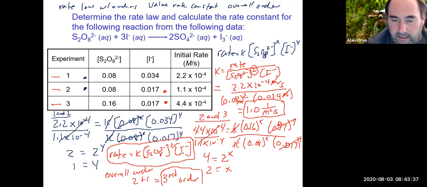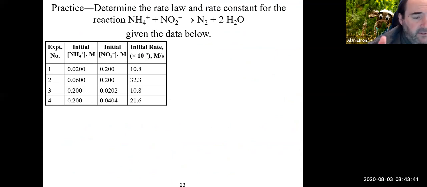All right, so we got another one here. Why don't you try the same thing here? Here we actually have 4 different experiments. So basically do the same thing, figure out the rate law, figure out the value of the rate constant, and figure out the overall order as well. So give it a few minutes here and see what you come up with, then we'll talk about it.